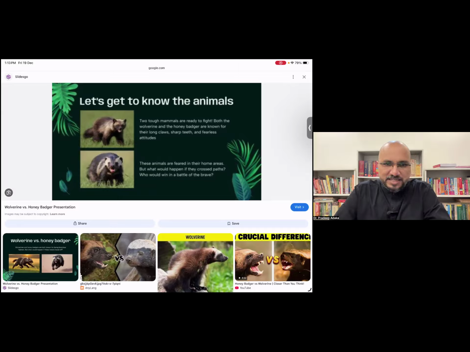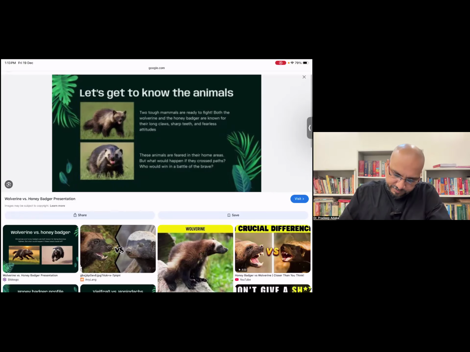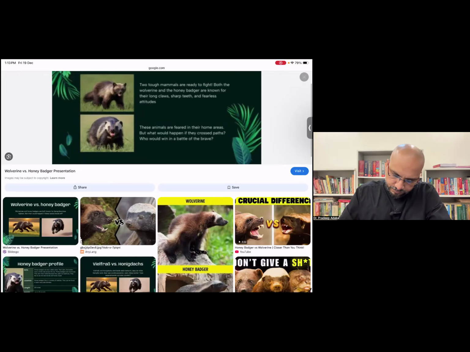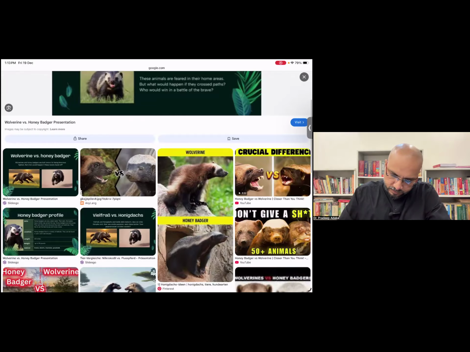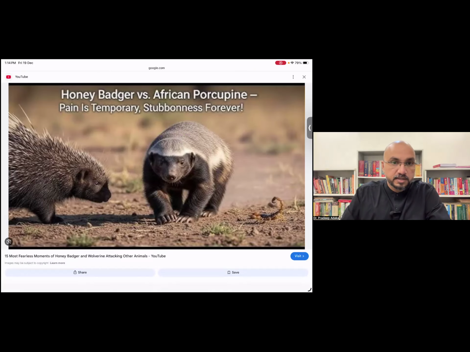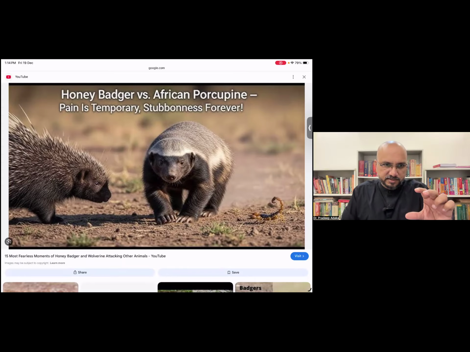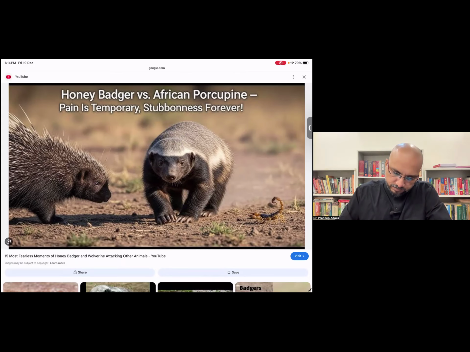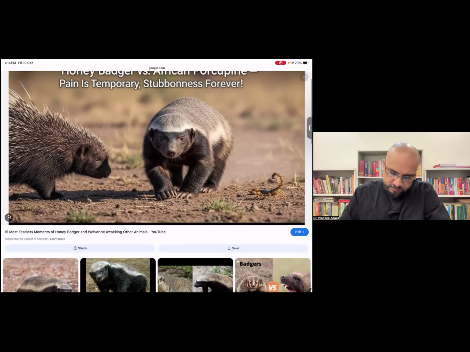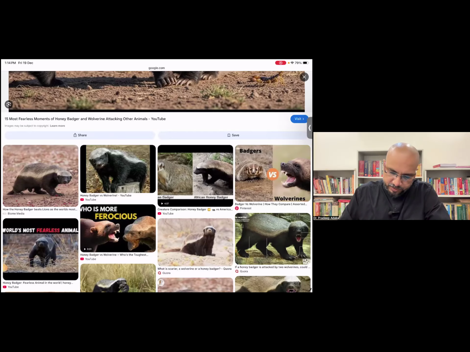Whereas Wolverine, they are larger in size. Wolverines are very common in temperate regions. Honey badgers, they are common in tropical areas. Okay, Wolverine and honey badgers, there is a difference. So this is a honey badger. You see, they're smaller in size. Whereas Wolverines, they're larger compared to your honey badgers.